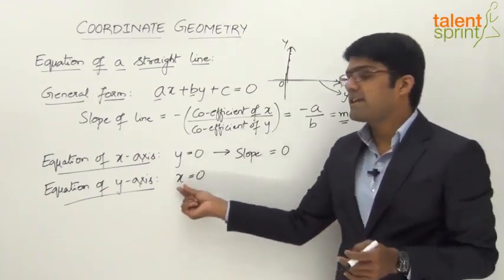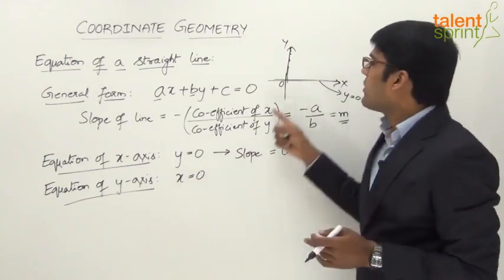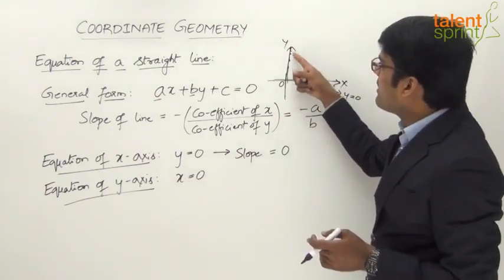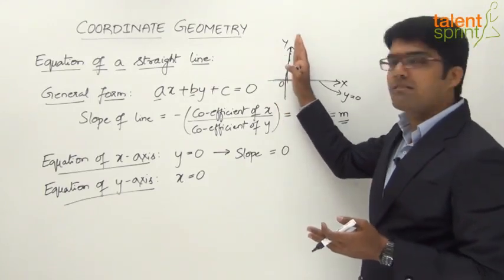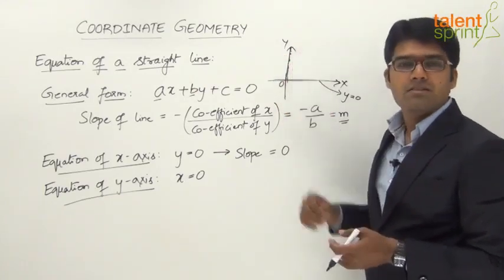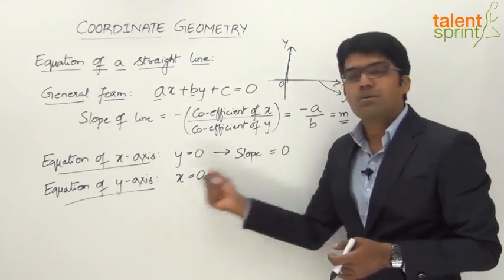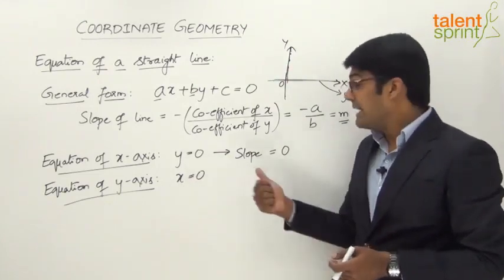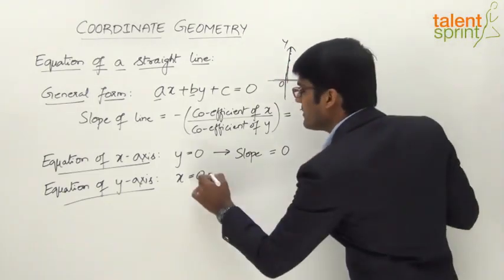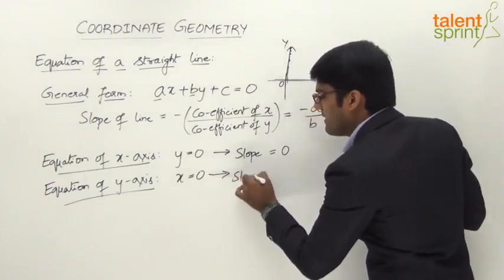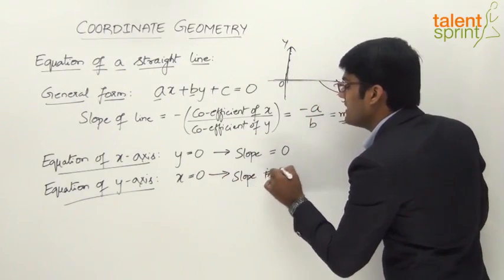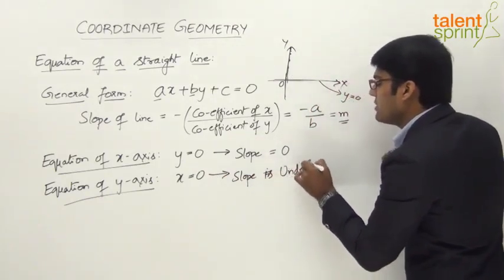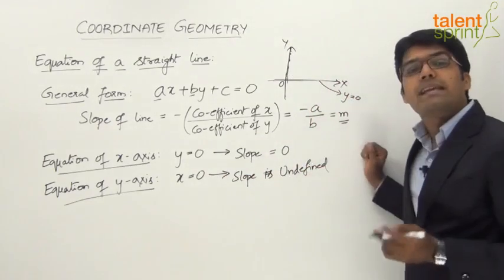Right? What is x? The x coordinate is a horizontal distance. Now what is the horizontal distance of the y-axis? 0. There is no horizontal distance. It is the y-axis itself. Hence the horizontal distance is 0, which means x equal to 0. And now let's look at the slope. What is the slope of the y-axis? Well, the slope of the y-axis is undefined, right? We cannot talk about the slope of the y-axis.